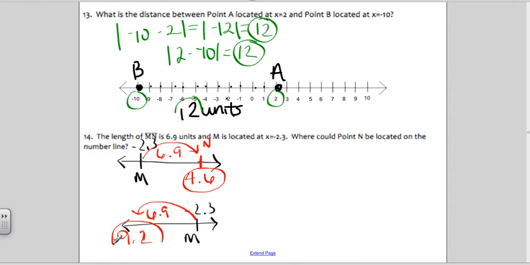So I actually have two solutions to this problem. So point N could be at x equals 4.6, or N could be at x equals negative 9.2. Both of those are possible solutions here.